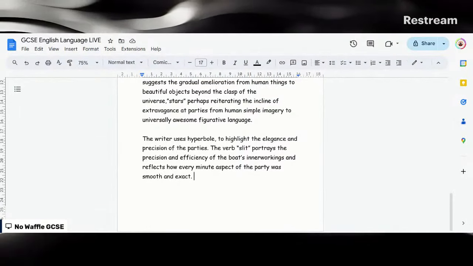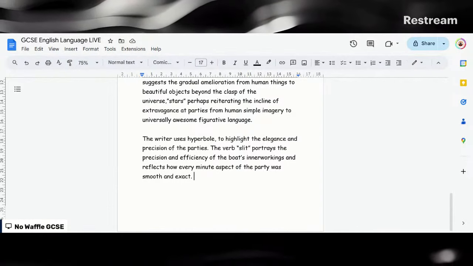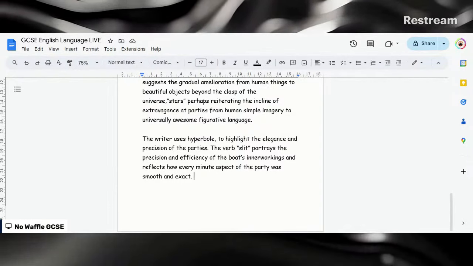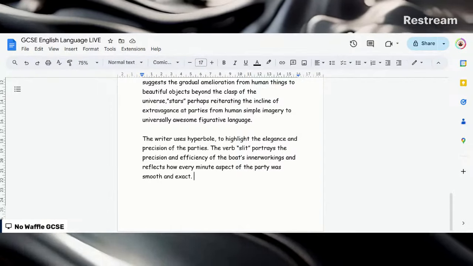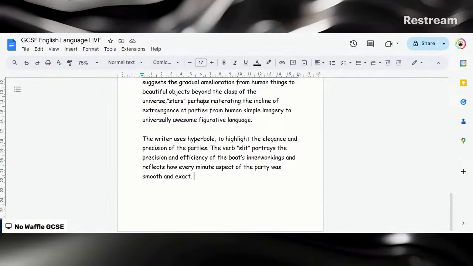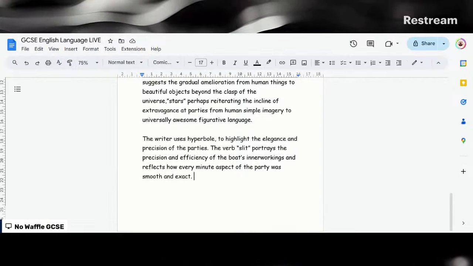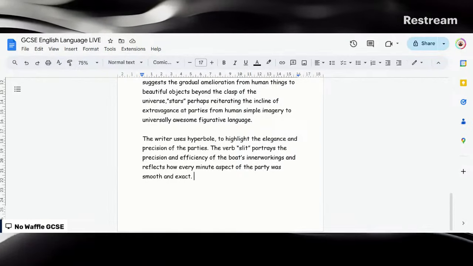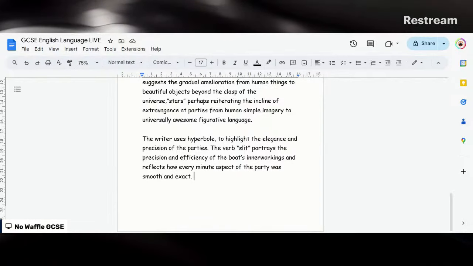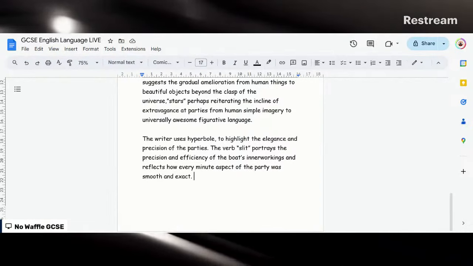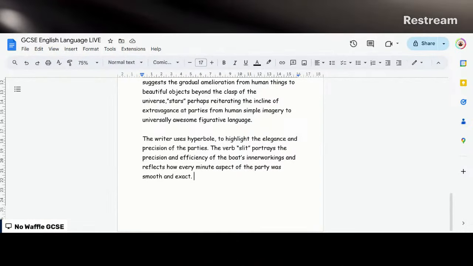Okay, continuing on. So, the writer uses hyperbole to highlight, which means exaggeration, to highlight the elegance and precision of the parties. The verb slit portrays the precision and efficiency of the boat's inner workings and reflects how every minute aspect of the party was smooth and exact.